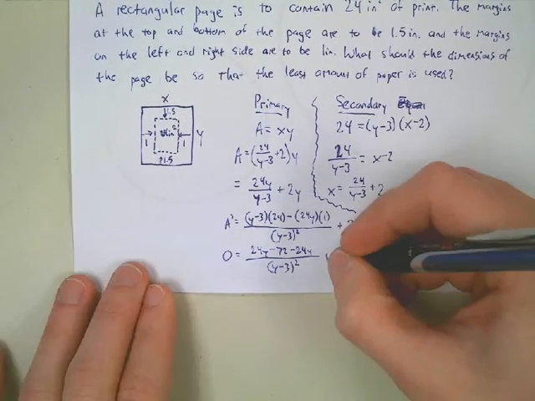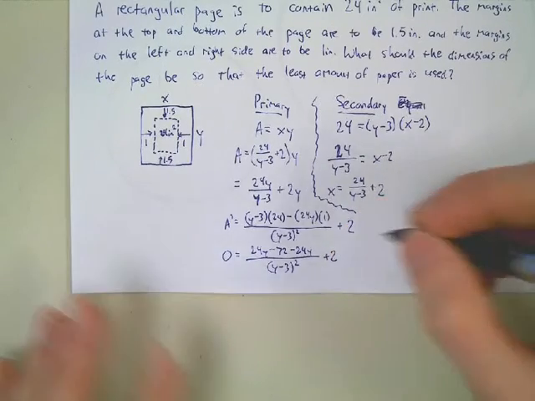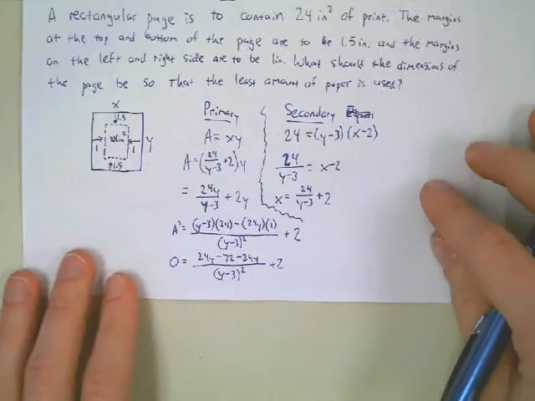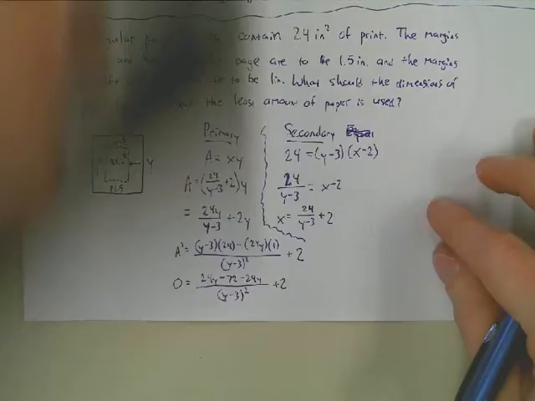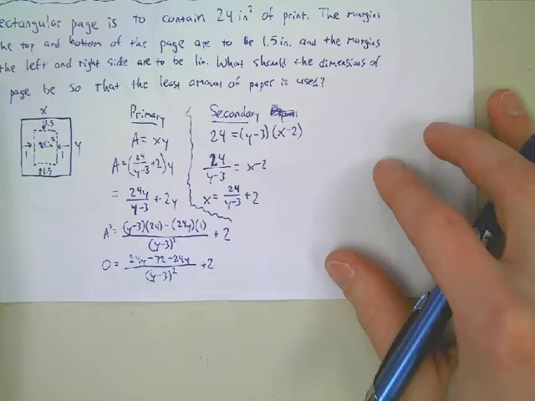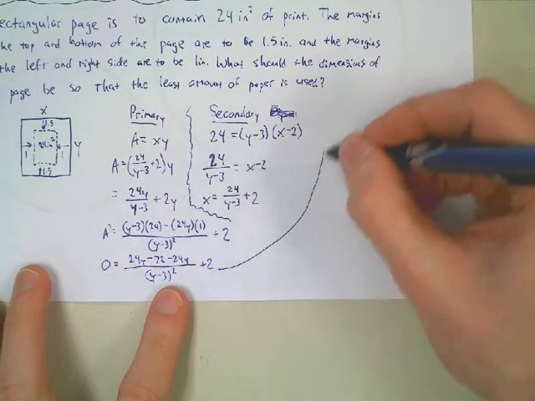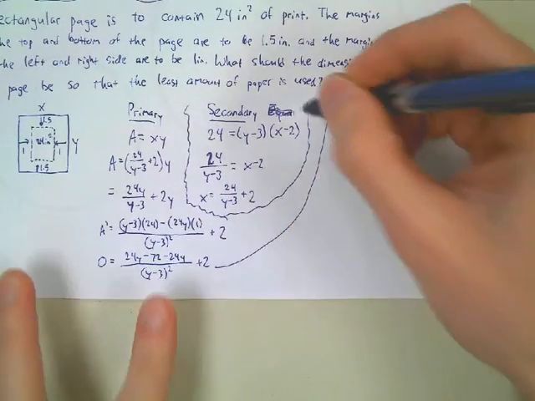I'm running out of space, so I'm going to have to go over to the side of my paper here. So I'll bring this up to here. Okay, so the 24y's, what do they do? They cancel. That's really nice.